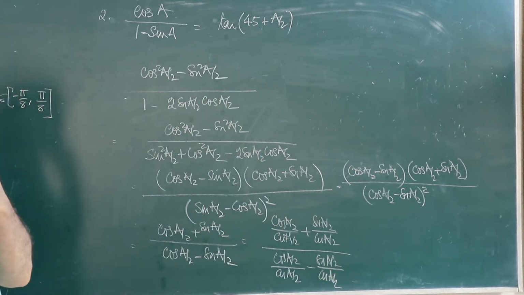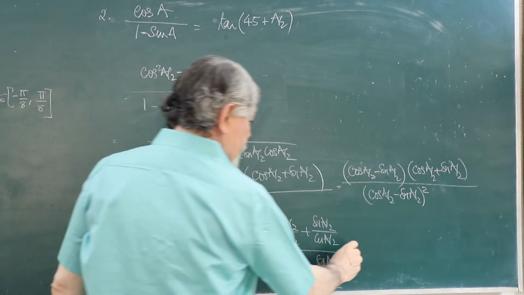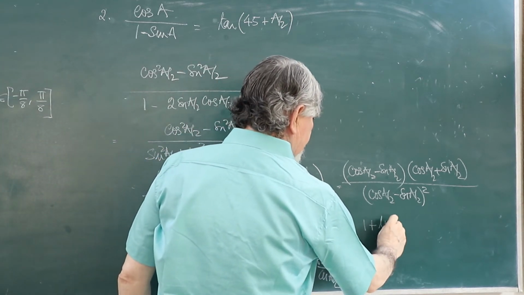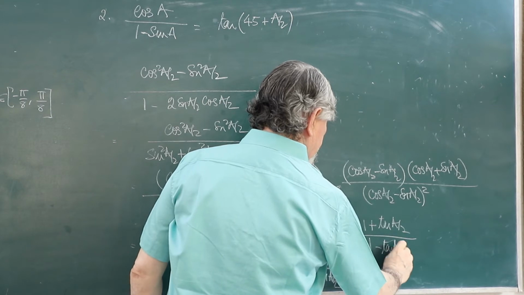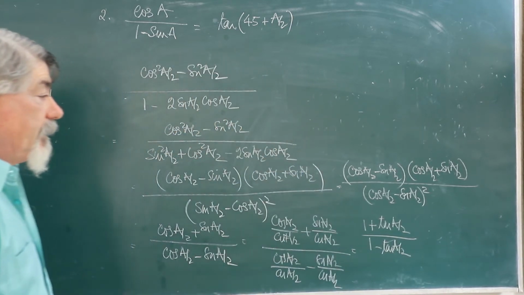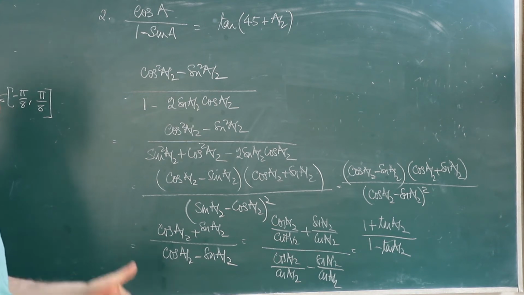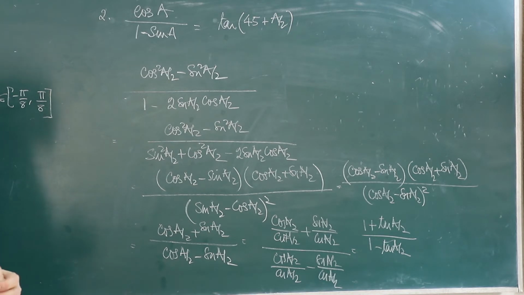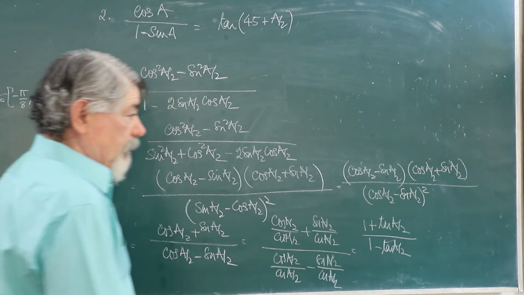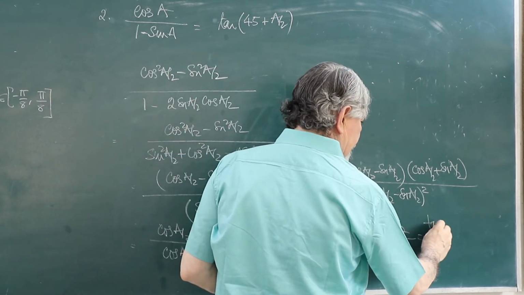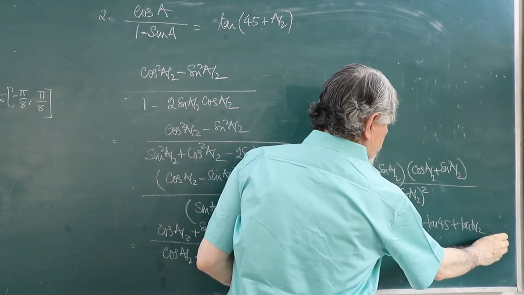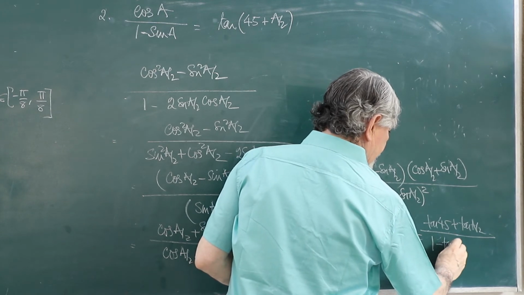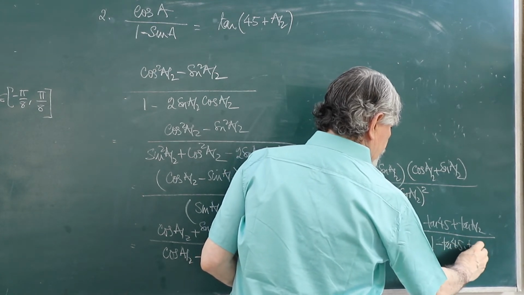It will become 1 plus tan a/2 upon 1 minus tan a/2. I can write 1 as tan 45, or tan pi by 4, because tan 45 is 1. So what will I write? tan 45 plus tan a/2 upon 1 minus tan 45 and tan a/2.